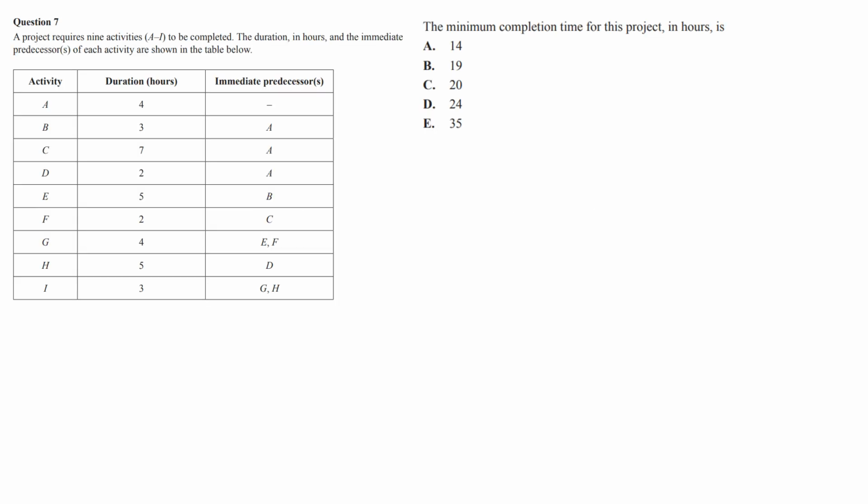2018 Exam 1, Question 7. Okay, so we've got ourselves a precedence table with activities, duration times, and immediate predecessors, and it wants us to work out the minimum completion time for this project in hours, so we're probably going to draw out the diagram and then do critical path analysis.